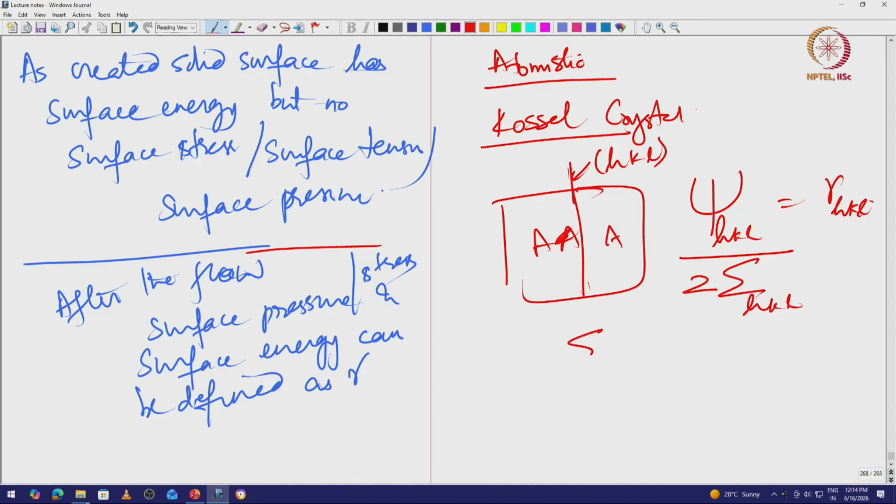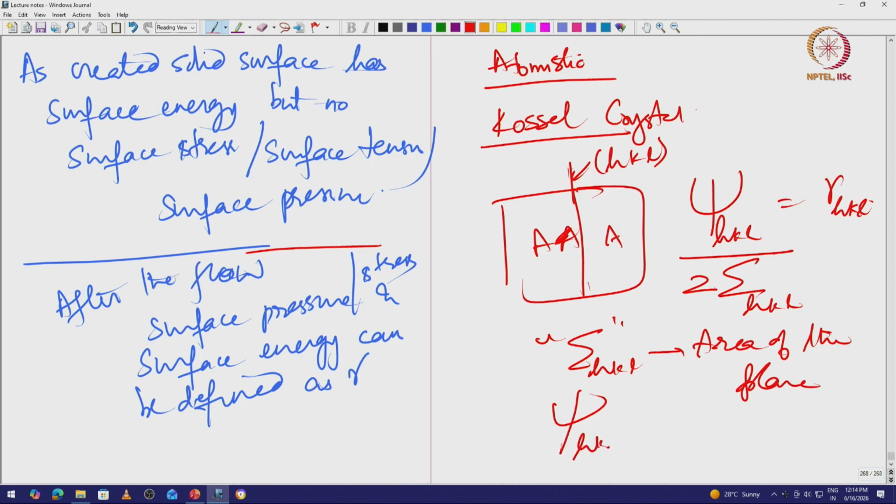The area I am going to write as sigma HKL, which is the area of the plane, and this capital psi will be the total energy, and this gamma is the specific surface energy.